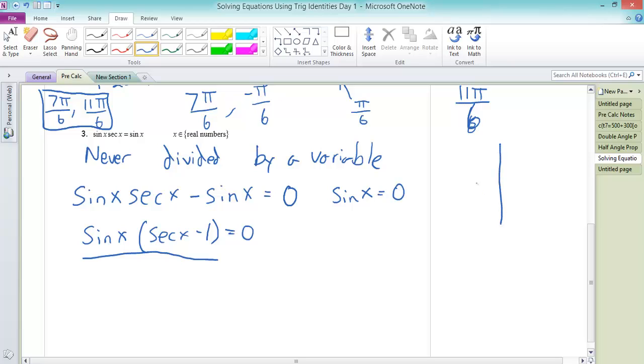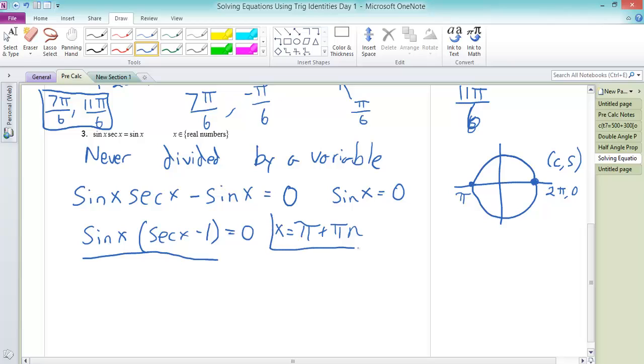So the sine of x is equal to 0. Well, if I have 0, I can either draw a triangle that has 0 height, or I can use my unit circle and remember that it's cosine comma sine. So sine is 0 here at 2 pi or 0 and here at pi. So this would just be pi plus pi n for x. So that's one solution. And that's actually a solution that we would not have had we divided by sine.